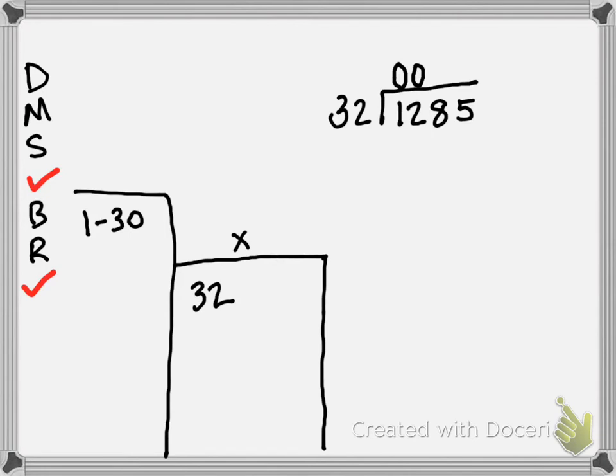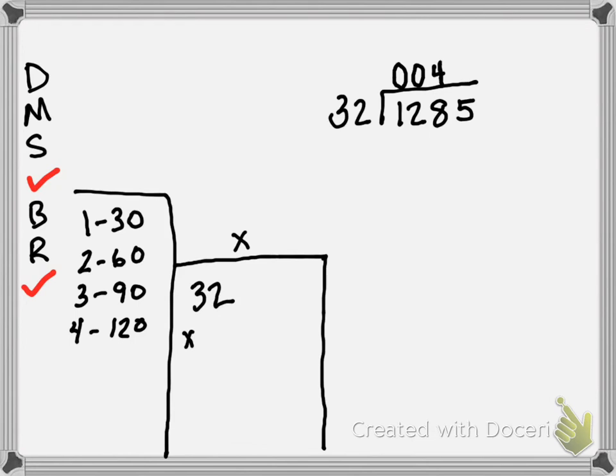I'm going to go back to my compatible number. We know one group of 30 will give us 30. 2 groups will give us 60. 3 groups will give us 90. Let's see, 4 times 3 is 12. 4 groups of 30 will give us 120. I'm going to stop right there because 120 is really close to 128. And 30 is less than my divisor 32, so I'm pretty sure this is going to work. So I'm going to go ahead and put my 4 up there.